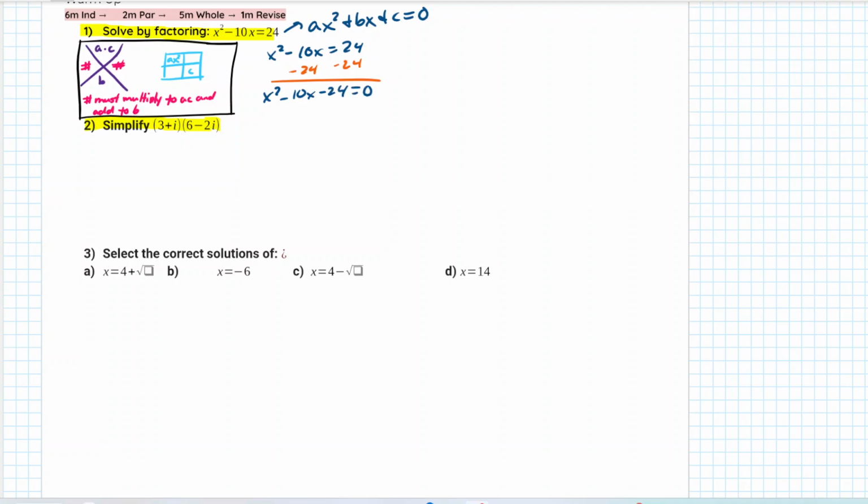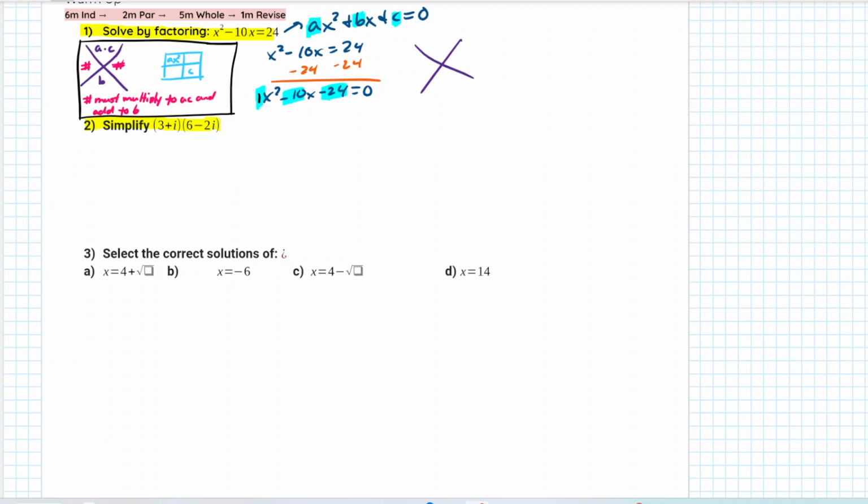So now we'll move into the box. At the top, we're going to need our a times our c. If you look at this example, we have a there, so our a will be there. We're going to fill that in with an invisible 1. We have our b there, which means our b is going to be there, and our c there, which is going to be our c.